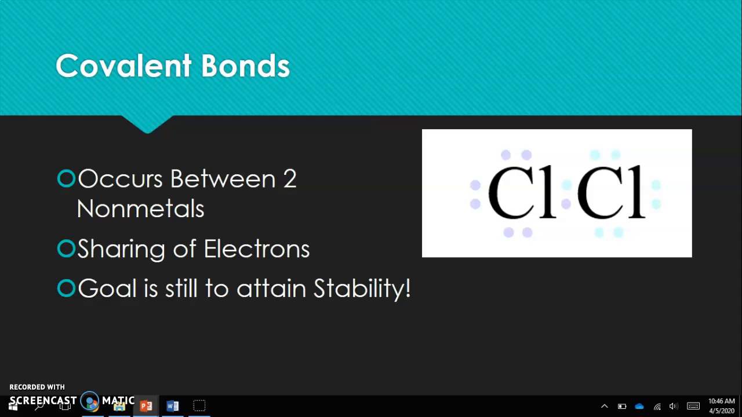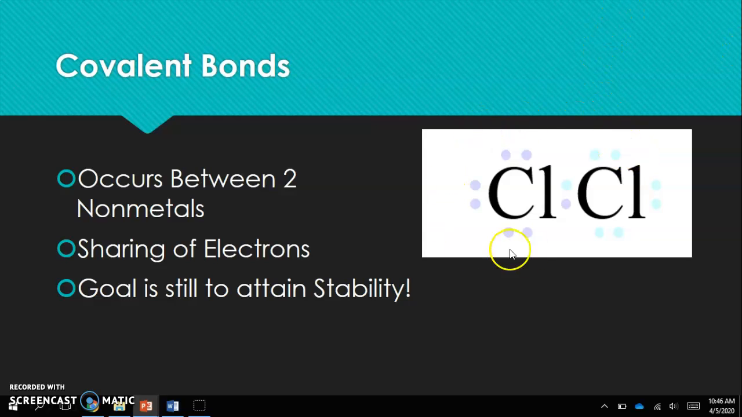Remember, your covalent bonds occur between 2 nonmetals. Whereas your ionic bonds occur between a metal and a nonmetal, your covalent bonds will occur between 2 nonmetals, so those that are on the right-hand side of the periodic table. A covalent bond is a sharing of electrons, and the goal is still to attain stability. So even though these atoms are going to be sharing their electrons, all of them want to get to having 8 valence electrons in their outermost shell.